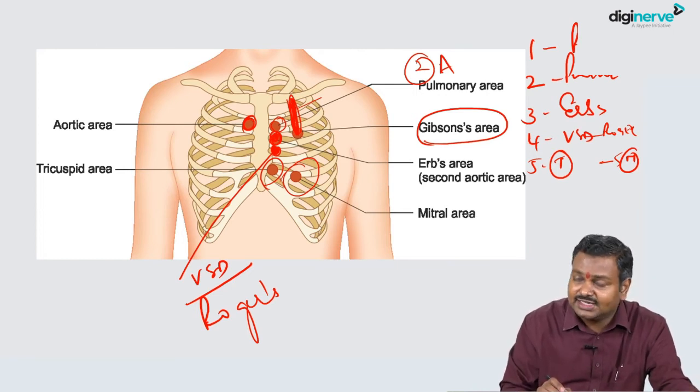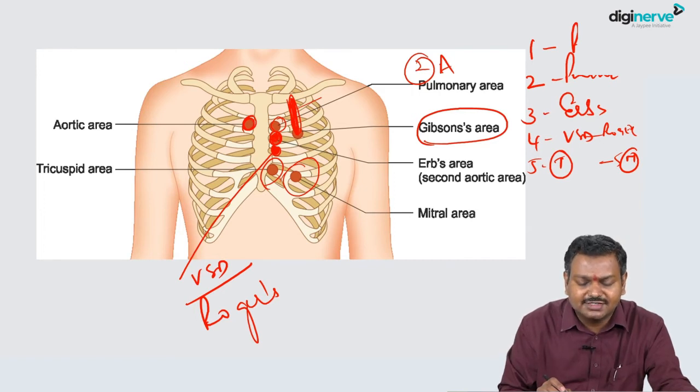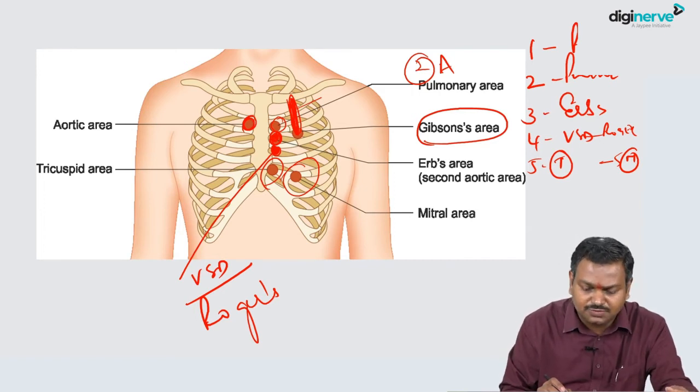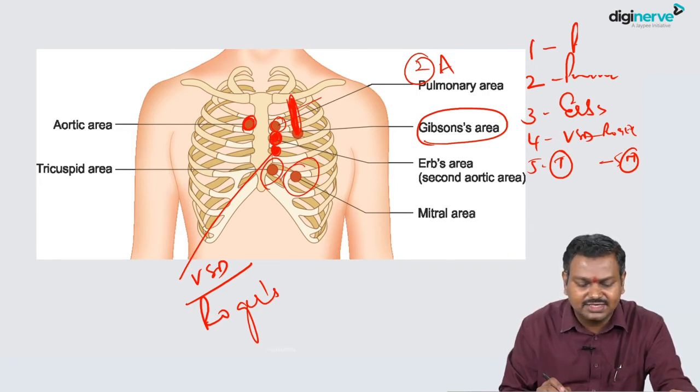We can auscultate other areas. We have to auscultate some other areas, especially in coarctation of aorta, etc. We have to auscultate the back also. And the supraclavicular and suprasternal areas and carotids we will have to auscultate.